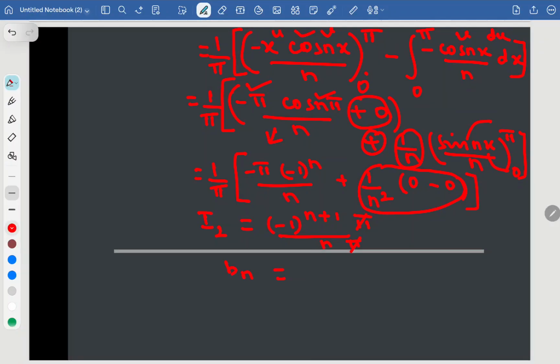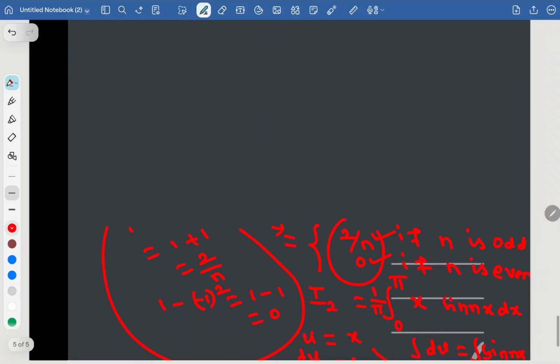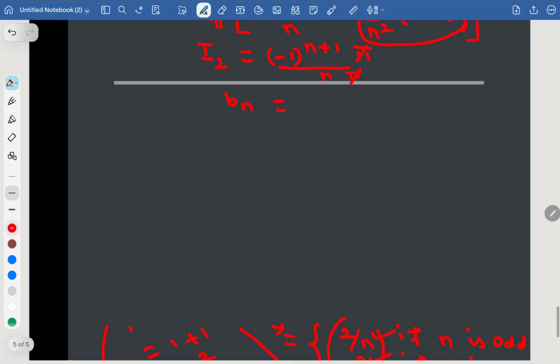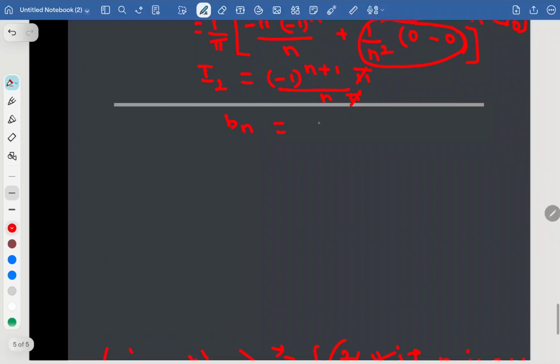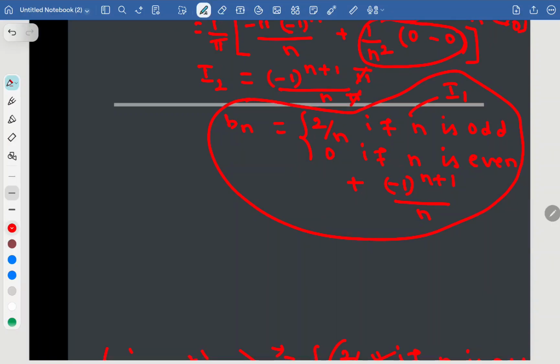Now for Bn, what is I1? I1, if n is odd, 2 by n. We have two values: 2 by n if n is odd, 0 if n is even. This is for I1 plus I2. I2 is minus 1 power n plus 1 by n. This is the value for Bn.